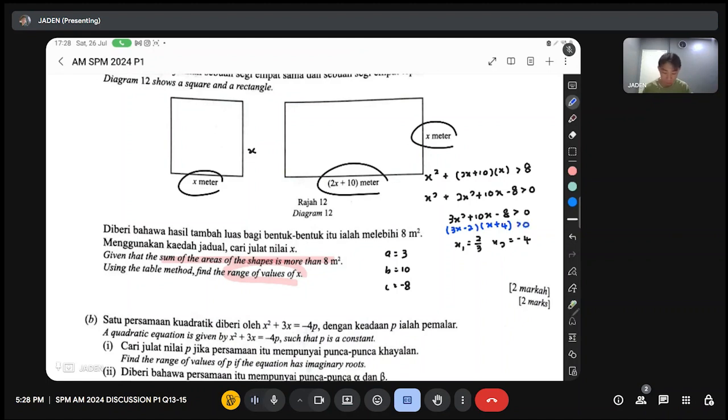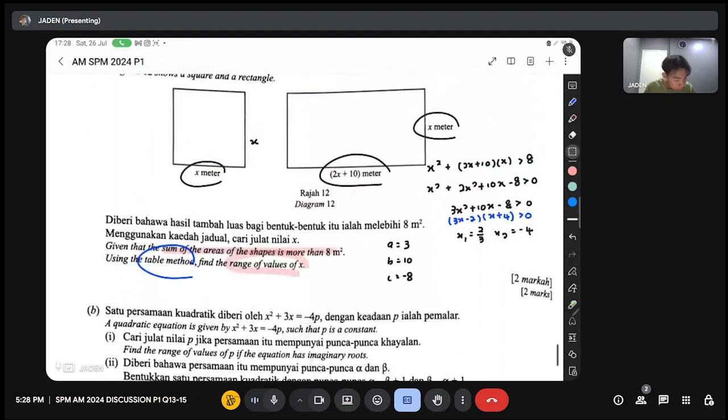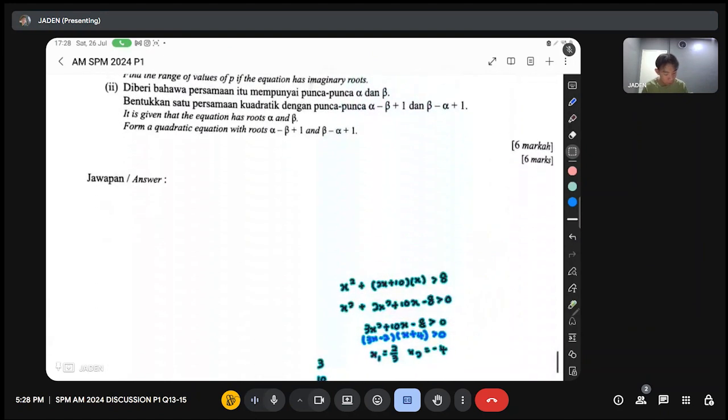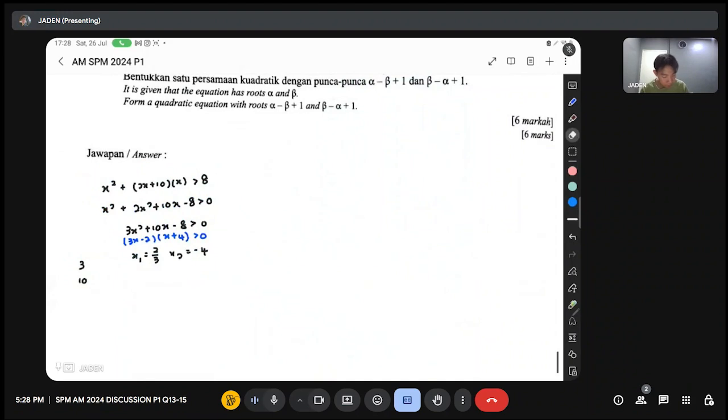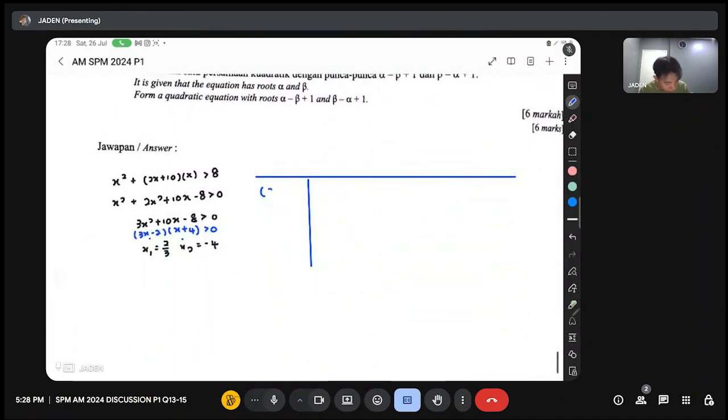So with this in mind, how do you continue this with the table method? All right, let's see if I have space or not. Okay, let me bring this down. Okay, so I'm going to start creating the table here. Now, the table method means you have to do it this way. Let me draw a table. Okay, first you put down these brackets, 3x minus 2, and then x plus 4.